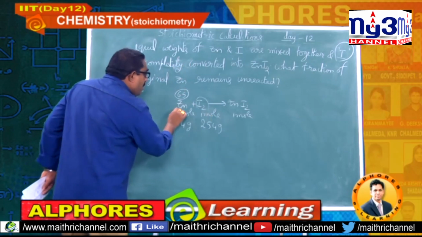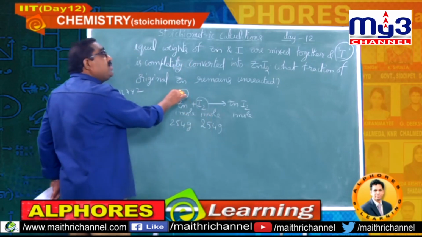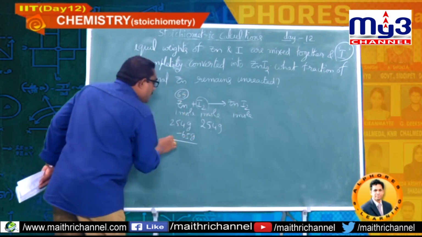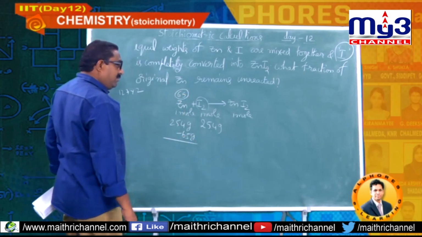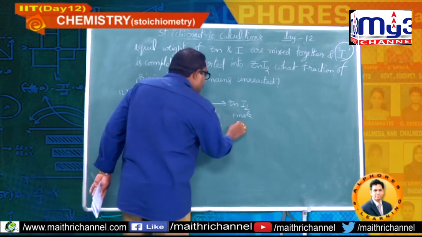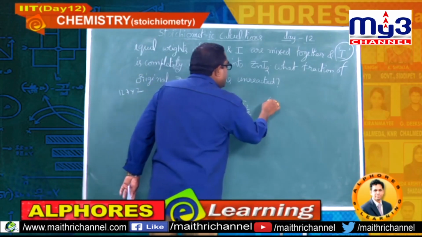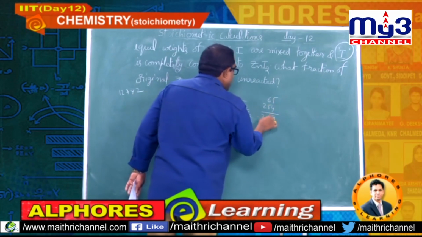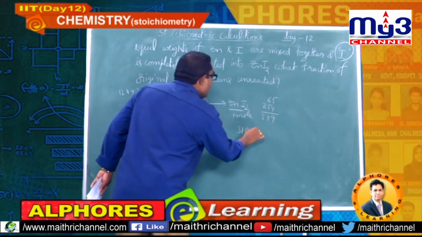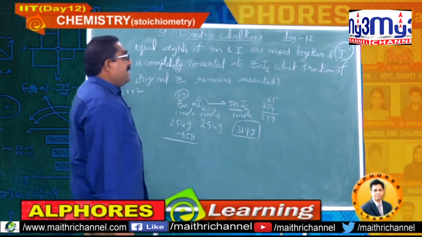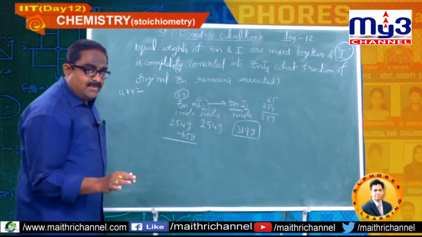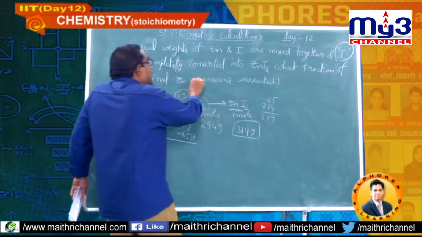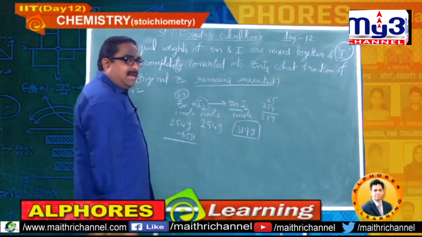So 1 mole combines only with 1 mole. 254 grams should combine only with 65 grams, and forms 1 mole. Calculate 65 plus 254, 319 grams of zinc iodide will be formed. That is not what the question asked us to calculate. He is asking what fraction of original zinc remains unreacted.